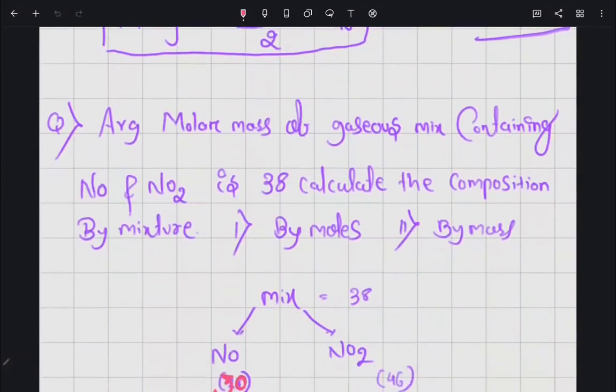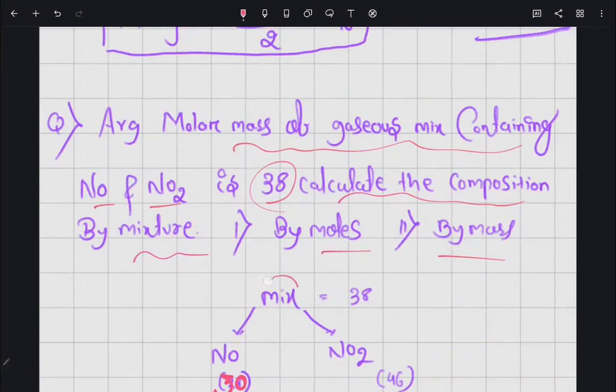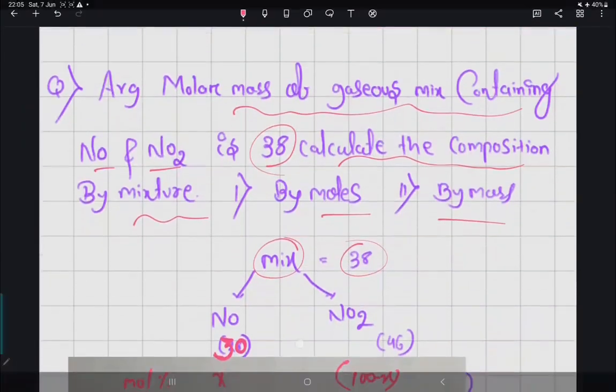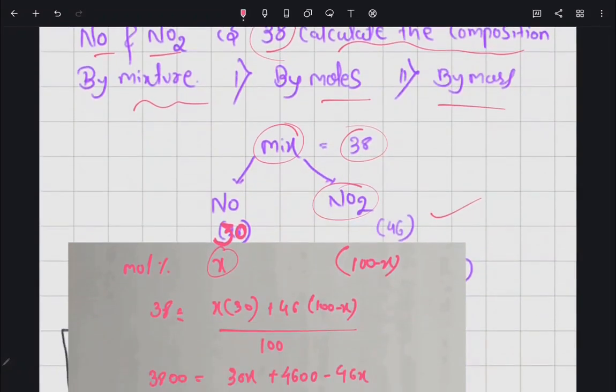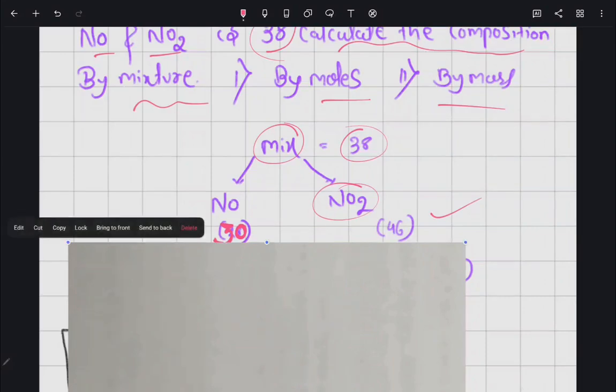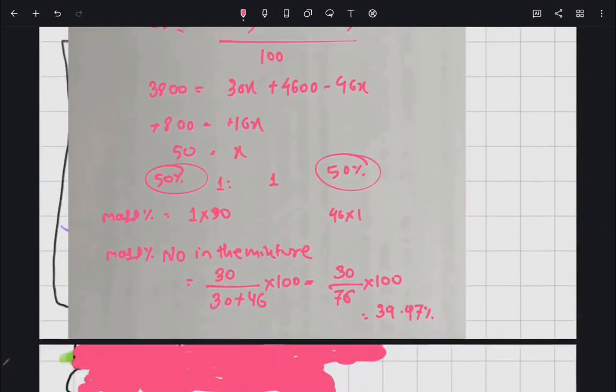Okay. Next question. Average molar mass of a gaseous mixture containing NO and NO2 is 38. Then calculate the composition of the mixture, that is by moles and by mass. Both you have to calculate. The mixture's mass is 38, NO's mass is 30, and NO2's mass is 46. What I told you is that if they are asking by moles, take percentage of abundance. Percentage of abundance is equal to mole percentage. We don't know it, so we'll take it as X and the other as 100 minus X. So 38 is equal to X into 30 plus 46 into 100 minus X divided by 100. Overall, children, what did we get? X as 40. So the mole ratio is 1:1.